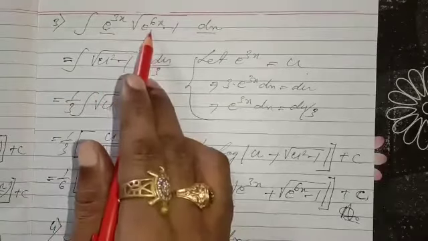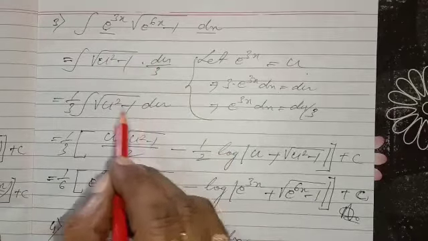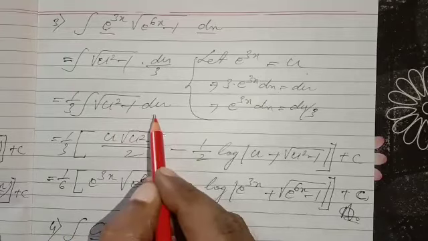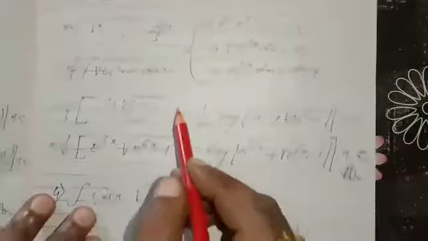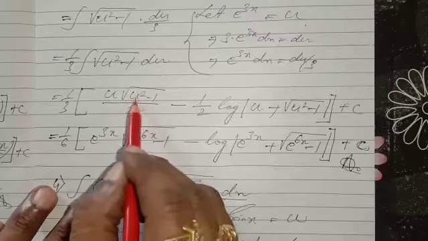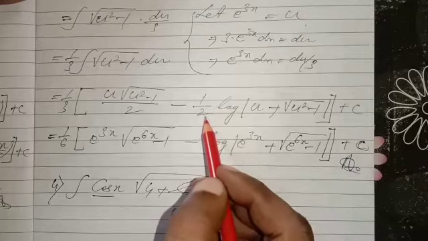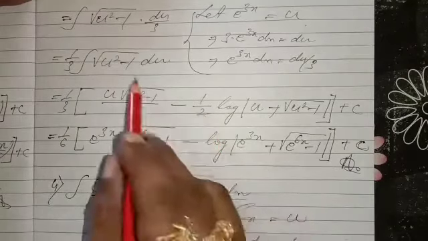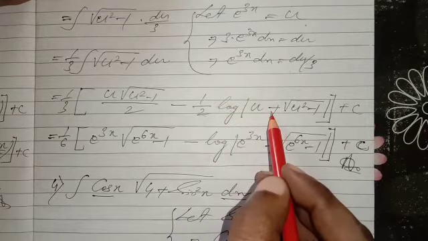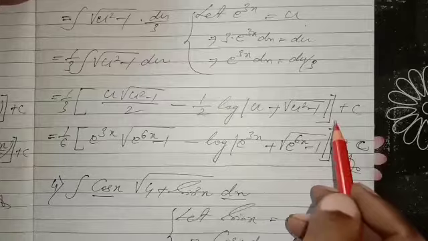This will be e to the power 6x, which means e to the power 3x whole square, that is u square minus 1, root over. Here the formula is for square root of x square minus a square, which is slightly different. That means x times square root of x square minus a square by 2 minus a square by 2, where a is 1, log of x plus square root of x square minus a square, plus c. This is the formula required.